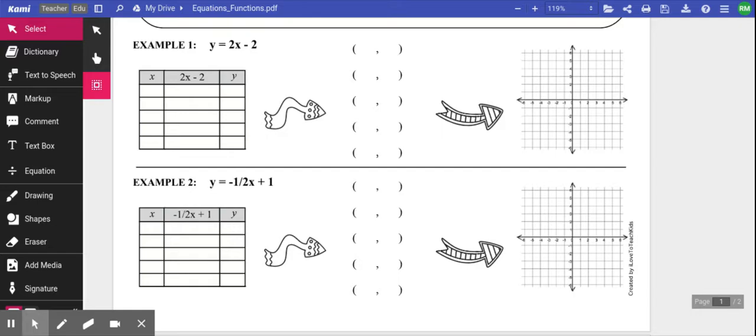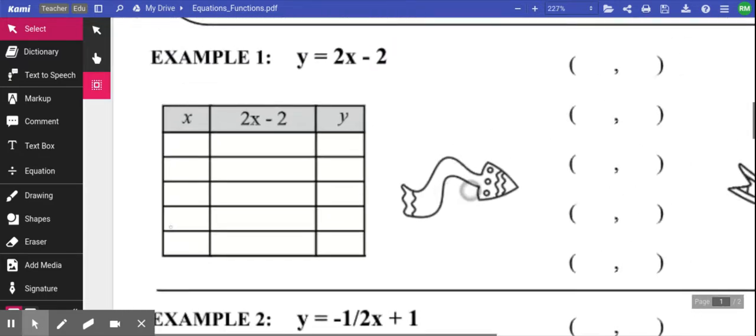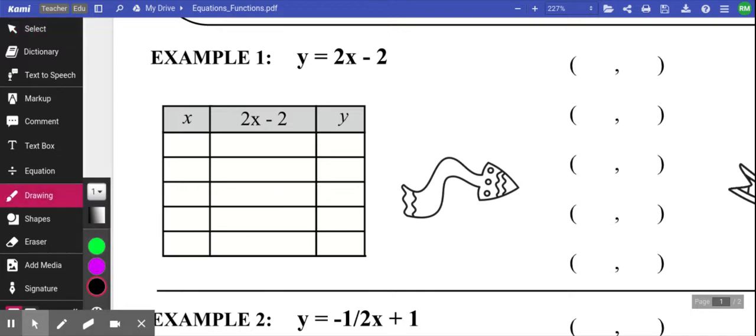Okay. And the first thing we are going to do is look at this input-output table. That's what it's called, a function table. This is your input. This is your function. The function is this part of the equation. That's where we get the middle part, okay? And this is our output. So input and output.